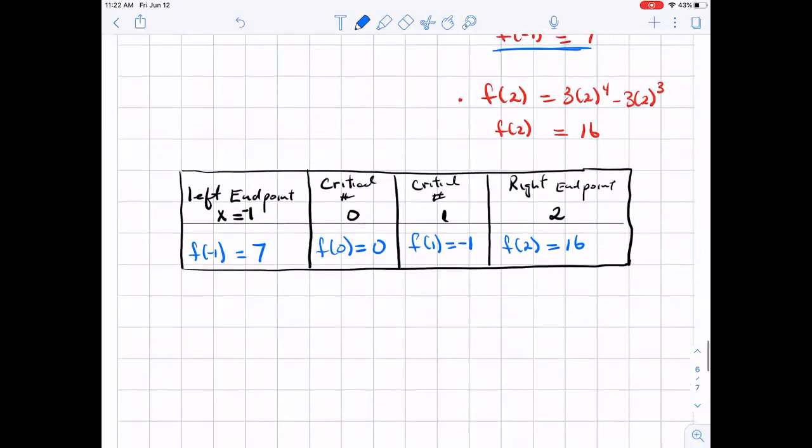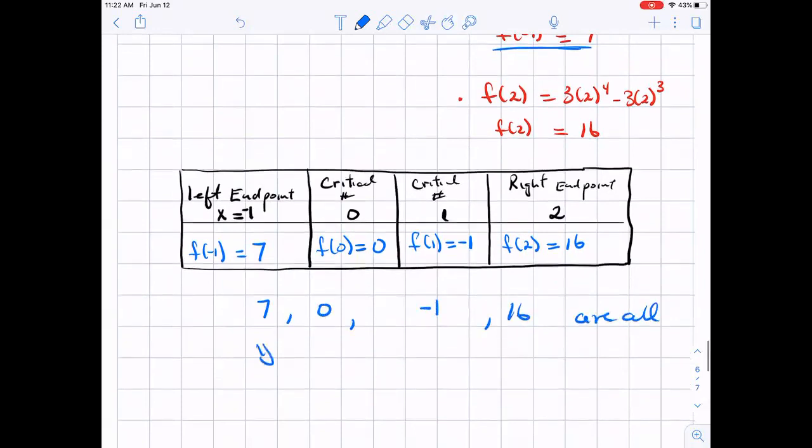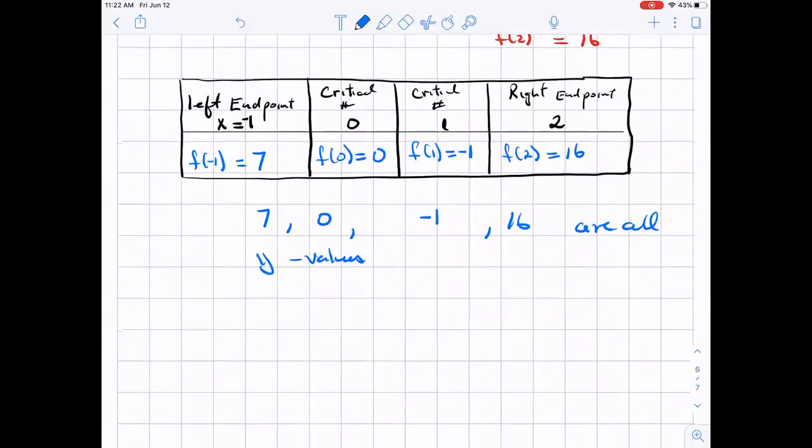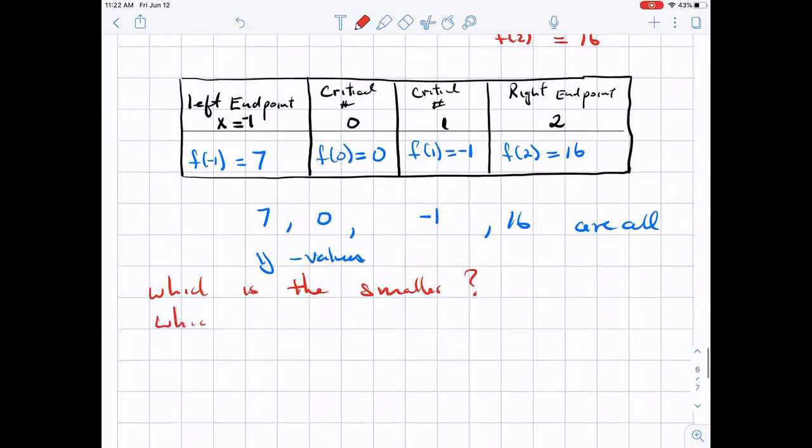Now of these, remember 7, 0, -1, and 16 are all y values. So which is the smallest, and which is the largest? Well, the answer here would be -1, and the answer here will be 16.